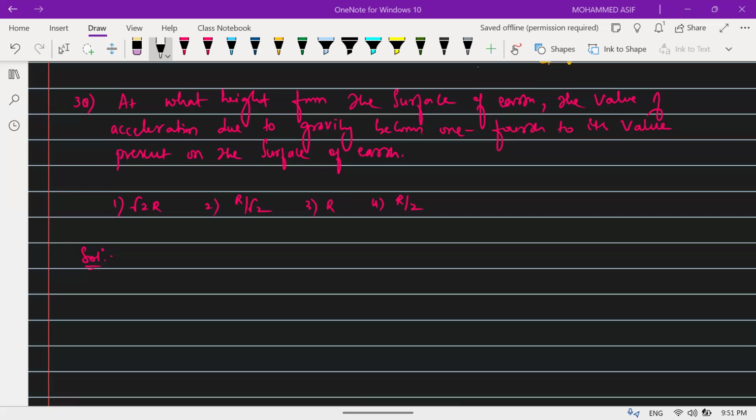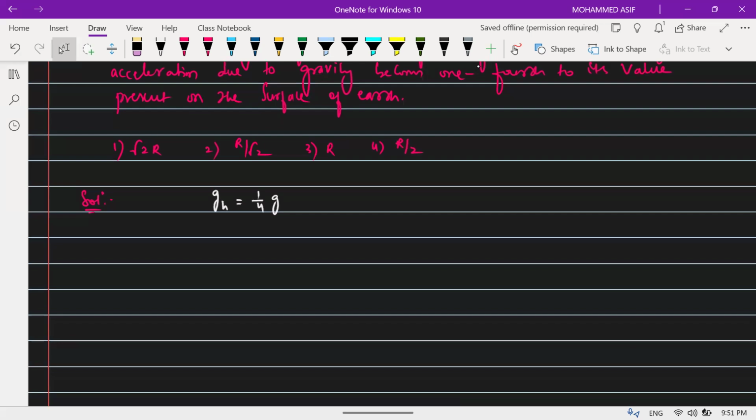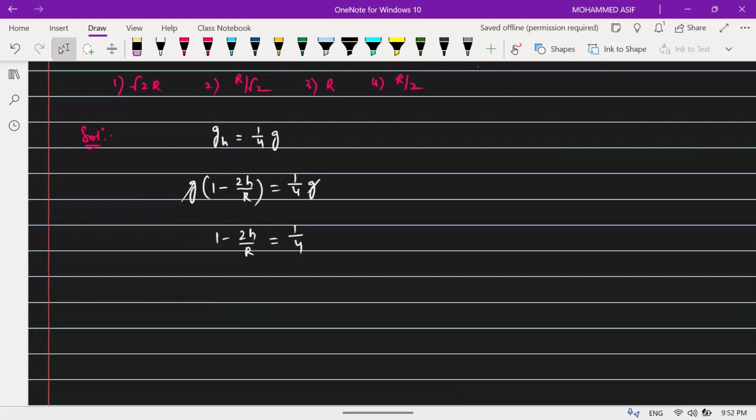At what height from the surface of Earth, the value of acceleration due to gravity becomes one fourth of its present value. g at your height is equal to 1 by 4 times of the g on the Earth. g at a certain height का formula क्या है बेटा? If h is very small, what is the formula I will be writing right now? g into 1 minus 2h divided by R is equal to 1 by 4 times of your g. g or g will get cancelled, isn't it? So it is 1 minus 2h divided by R is equal to 1 by 4. Done?